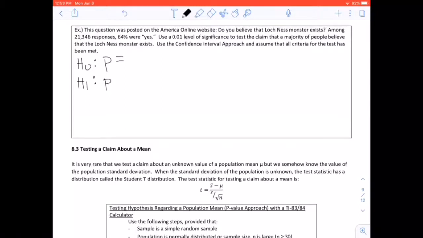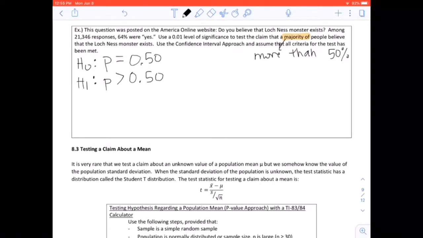Our null again gets an equal sign. And then what number is it that we would put in here? Well, it's asking us to test the claim that a majority of people believe that the Loch Ness Monster exists. So what does a majority mean? A majority means more than 50%. So our null would be the proportion is equal to 0.50, and more than would be greater than 0.50.